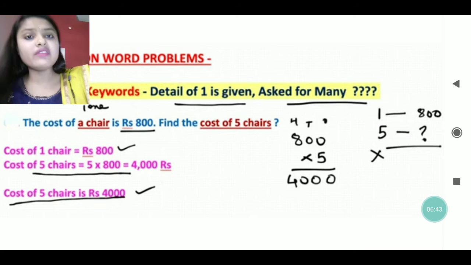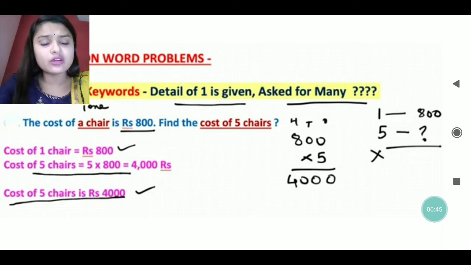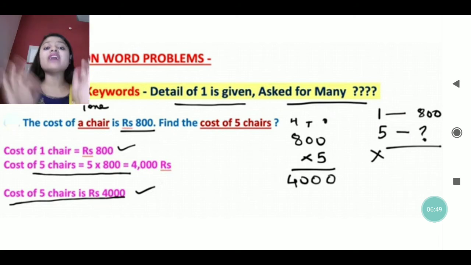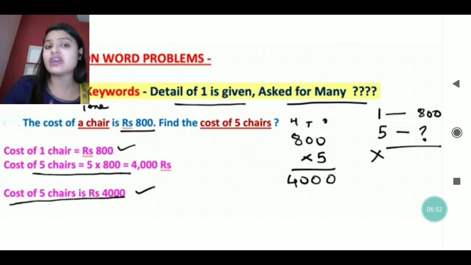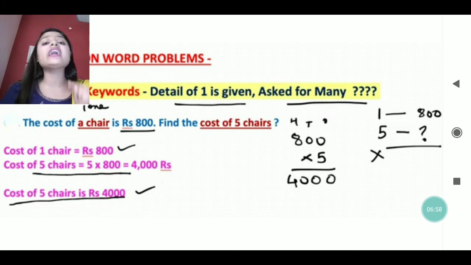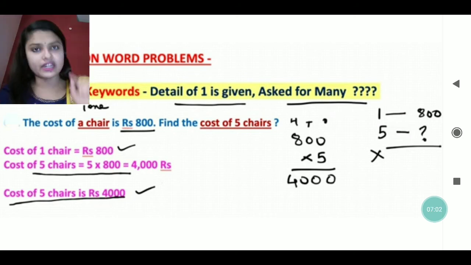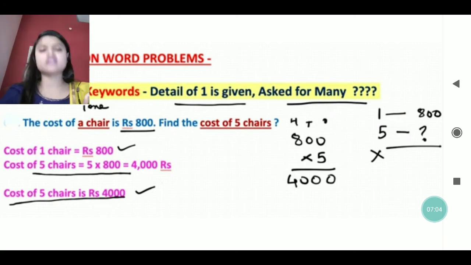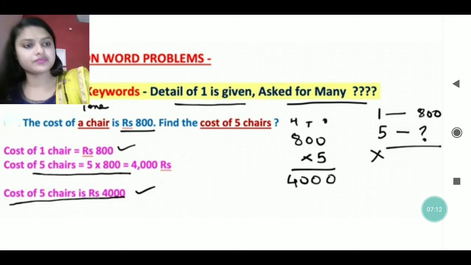So when we will multiply, 5 into 0 is 0, then 5 into 0 is 0, and 8 into 5 is, 8 ones are 8, 8 twos are 16, 8 threes are 24, 8 fours are 32, and 8 fives are 40. So we will write 40 here. So what is the total cost of the chairs? The total cost of 5 chairs is 4,000.